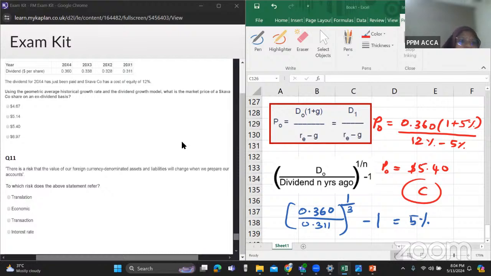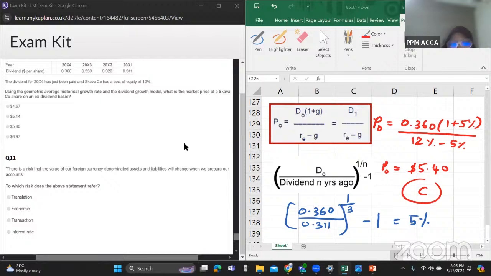Okay. Right. There is a risk, question 11. There is a risk that the value of our foreign currency denominated assets and liabilities will change when we prepare our accounts. So somebody is saying that we have certain assets denominated in a foreign currency, and when we prepare our accounts, there is a chance that those values can change. What is the risk that they're referring to? Is it translation? Is it economic? Is it transaction? Or is it an interest rate risk?